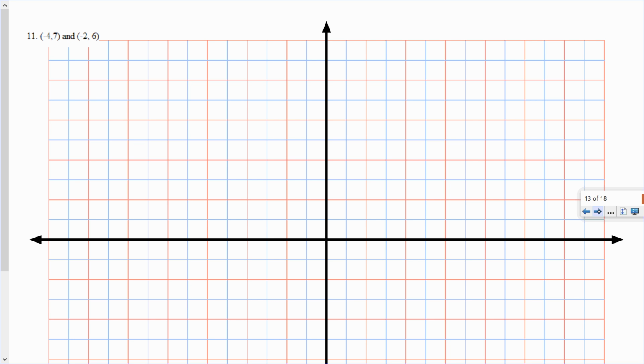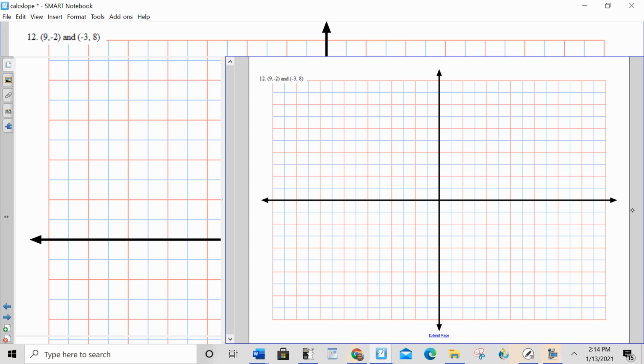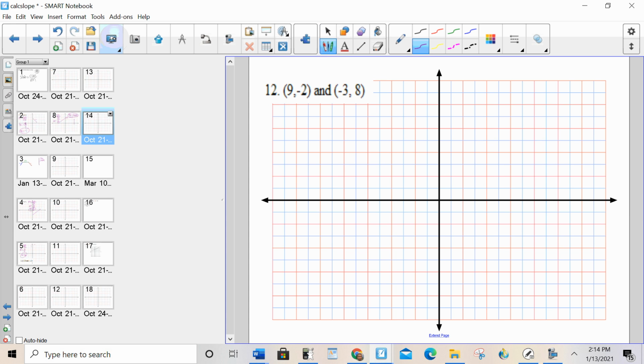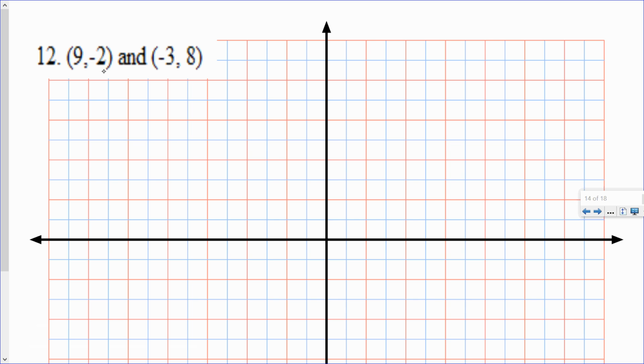I don't really see you need to do much more. Why don't you just try one on your own just for practice to make sure that we're doing okay with it. Which one looks good? Why don't you try number 12 on your own right now? So please pause, try number 12 on your own, and then unpause.